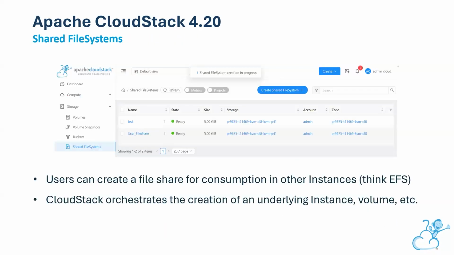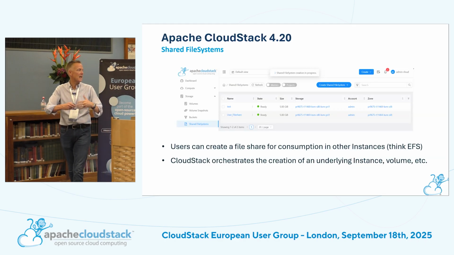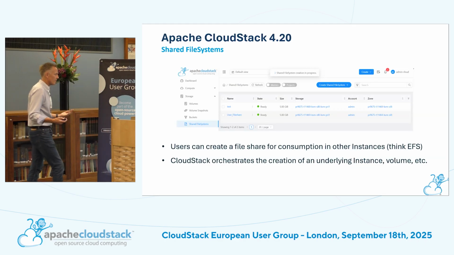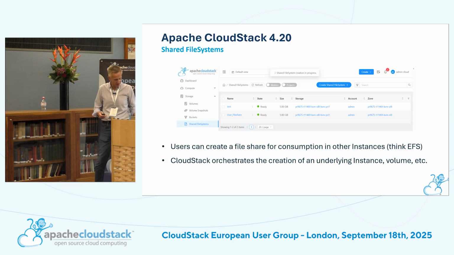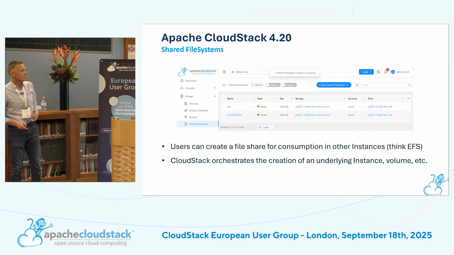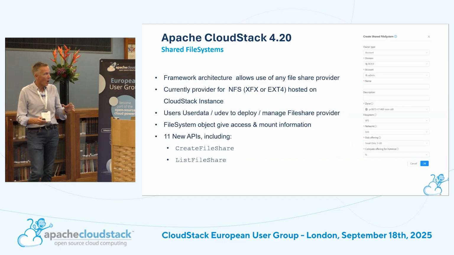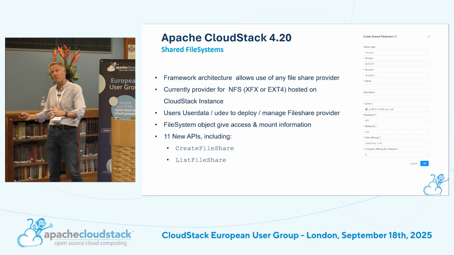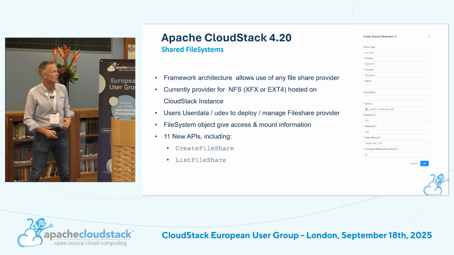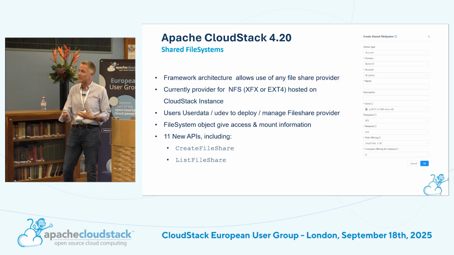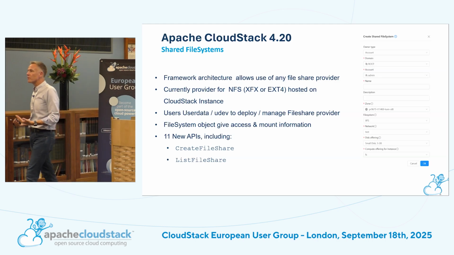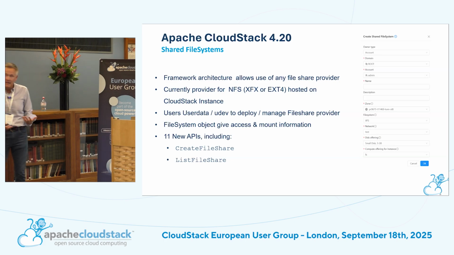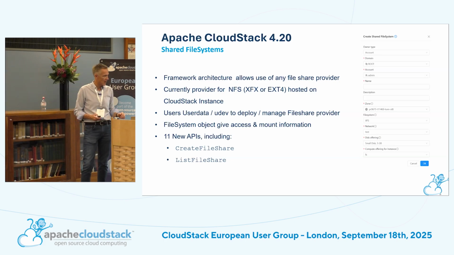Shared file systems, again, very much like EFS in Amazon. You can now create that file share for consumption in other instances. And as you can see, we're orchestrating there from the underlying instance. So think of that elastic file system, very similar to that. There you go, just a few headlines on that shared file system. If you have questions about it, please feel free to put your hand up and ask them. We have plenty of smart people in the room that can talk in more detail on this. But as I say, I'm trying to present a very quick run through of the new stuff that has come in the last couple of weeks.